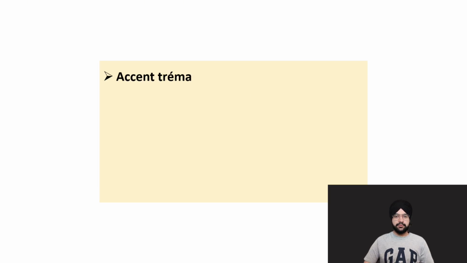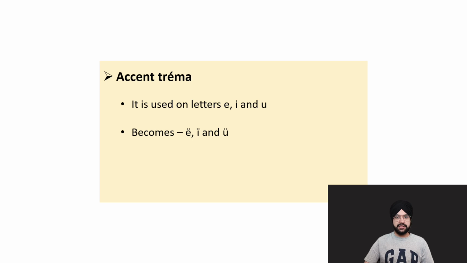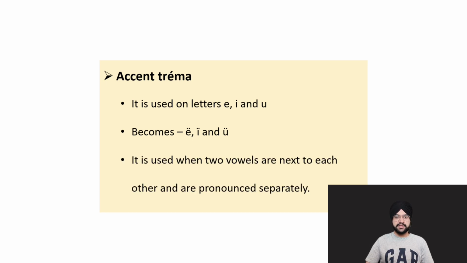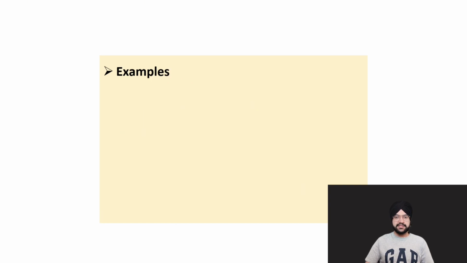The fifth and the final one is accent tréma. It is used on three letters E, I, and U, and they look like this. So the symbol is those two little dots on these three letters. That's accent tréma. It is used when two vowels are just next to each other and are pronounced separately. Let's see some examples. Maïs, which means sweet corn.